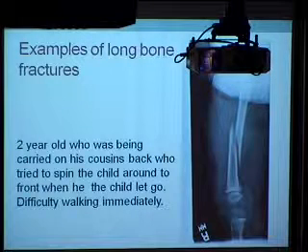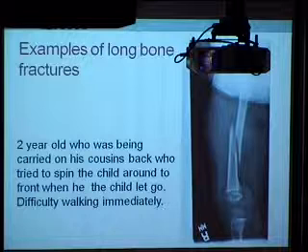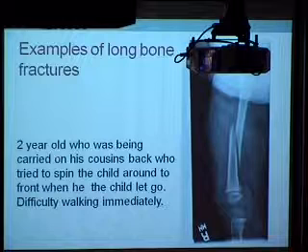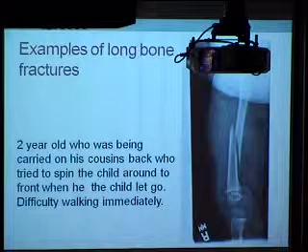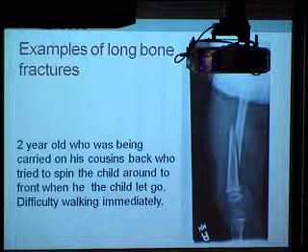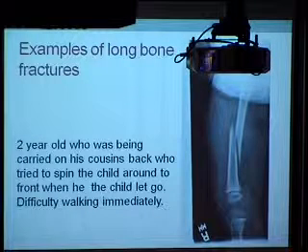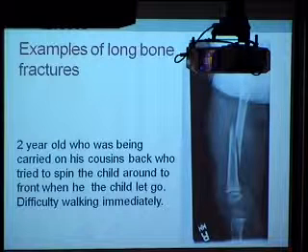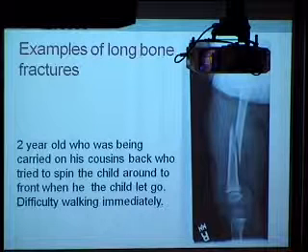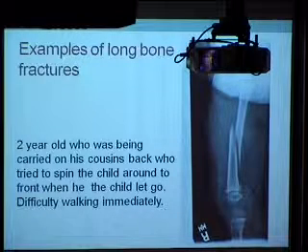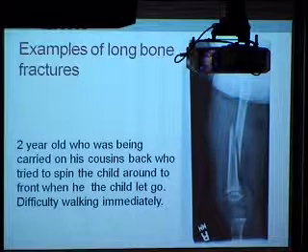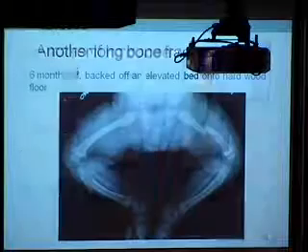So I'm going to try to go through several cases that I've seen with the story associated with them. So here's a fracture. This is a 2-year-old who was being carried on his cousin's back, a teenage cousin. The cousin tried to spin the child around and grab him on her front when the child let go and spun and landed on his leg and had difficulty walking immediately and presented to medical care. So it makes sense with a spiral fracture, a good age for it, and actually a fairly good story for that.